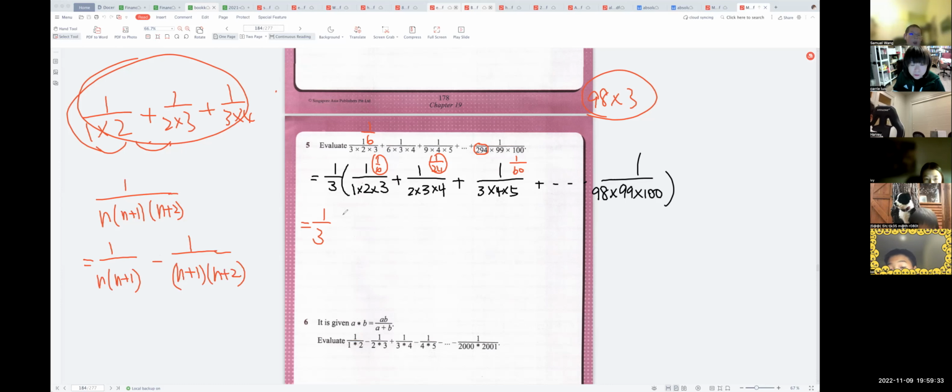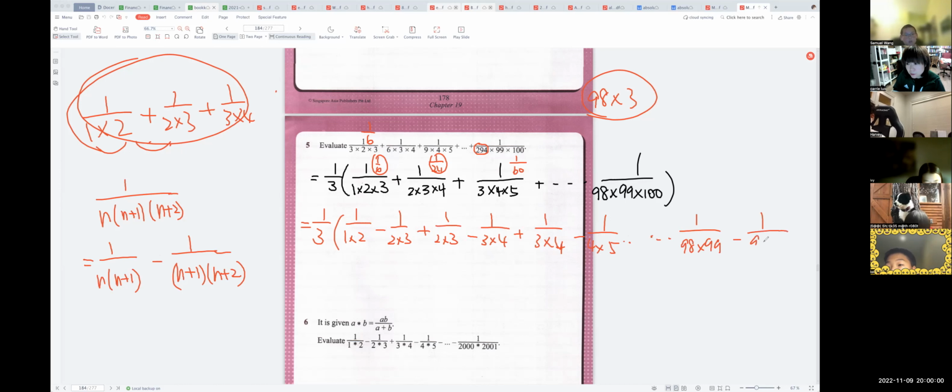Understand? So that means what? This one equals 1 times 2 minus 1 over 2 times 3. This one equals 1 over 2 times 3 minus 1 over 3 times 4. And this one equals 1 over 3 times 4 minus 1 over 4 times 5. Get it? So the last one is what? The last one is just dot, dot, dot, and 1 over 98 times 99 minus 1 over 99 times 100.